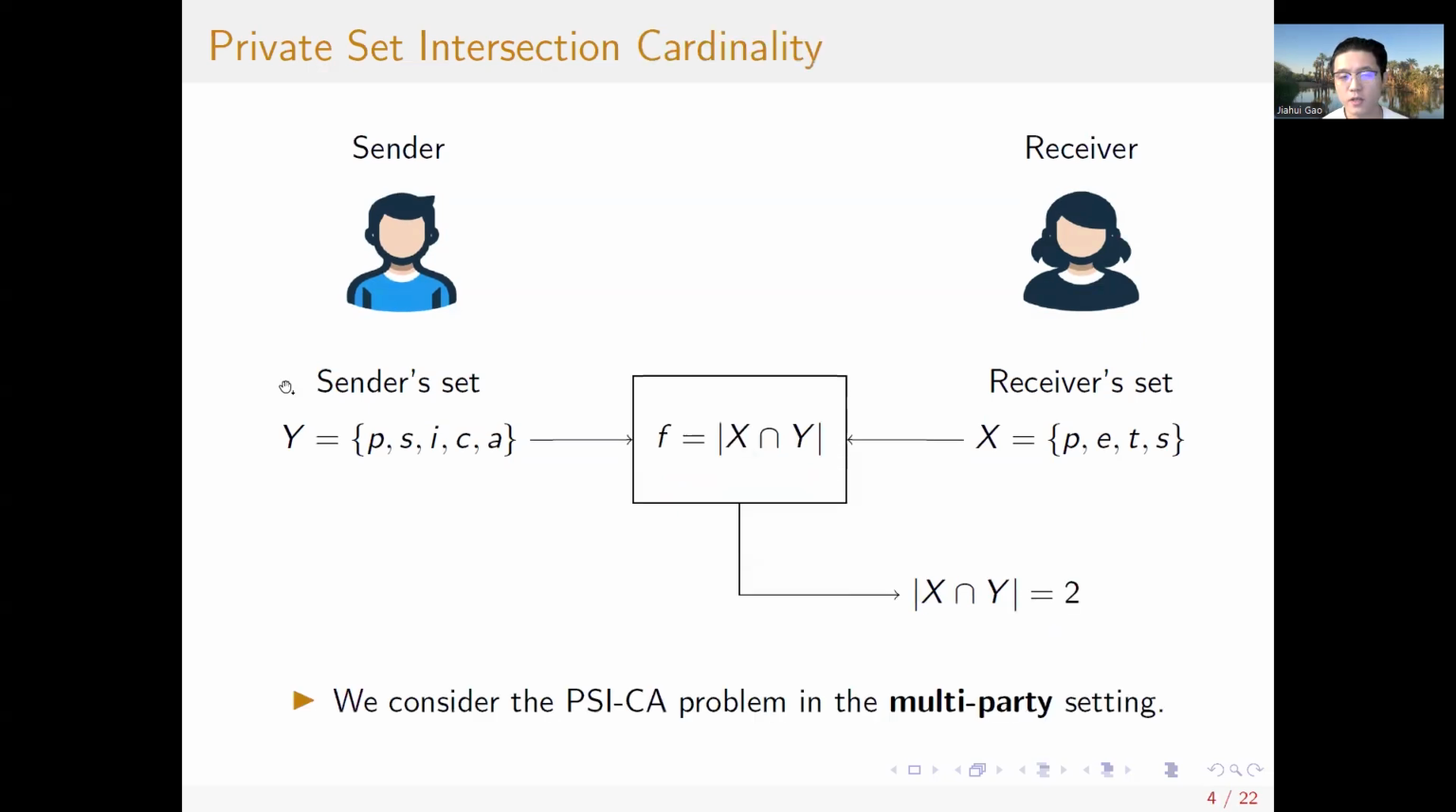And private set intersection cardinality is something different. Instead of learning the actual intersection elements, P and S, in the previous case, here we only want to learn the size of the intersection set. In this case, it's 2. For our work, we consider the PSICA problem in the multi-party setting.